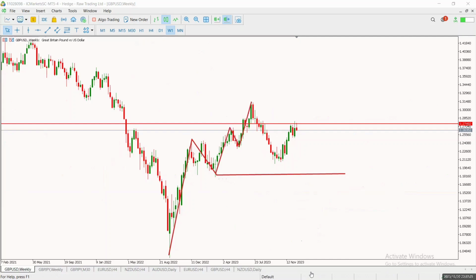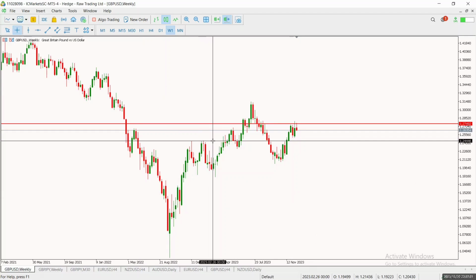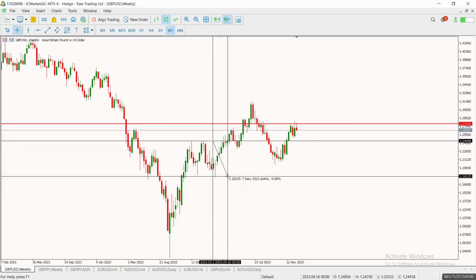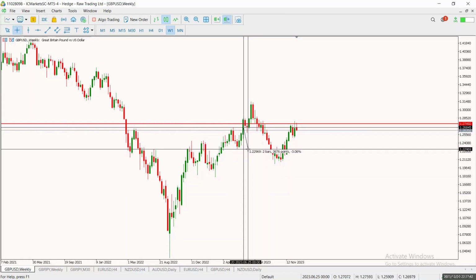Okay, so what separates a big fractal from a small fractal? You bring your crosshair tool to measure the exhaustion. You can see the exhaustion of this one now from the peak to the trough is 632 pips, while the exhaustion of this from here to here is what?